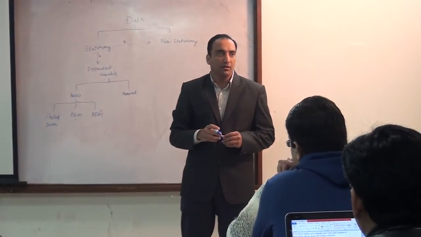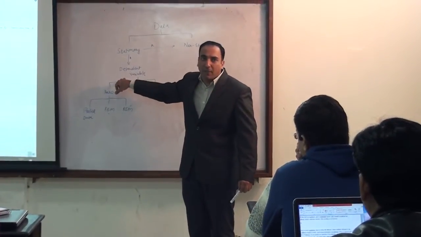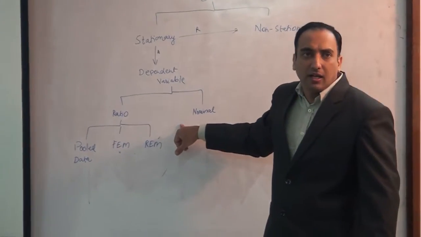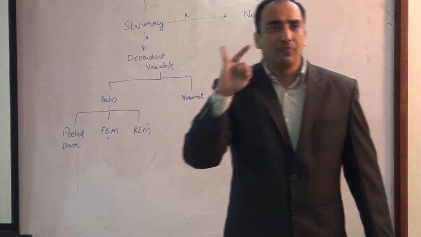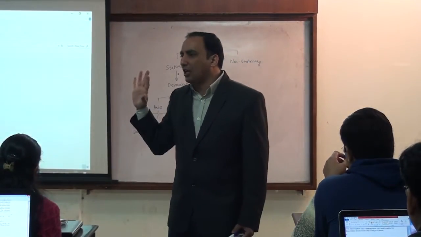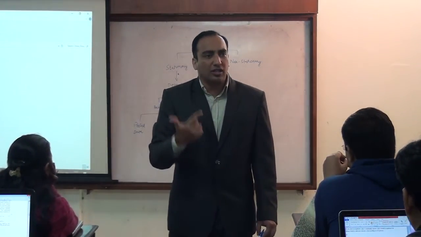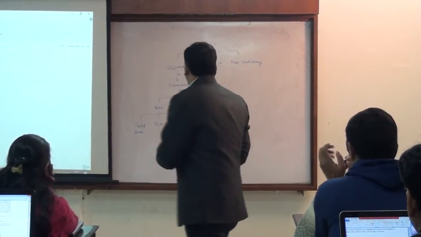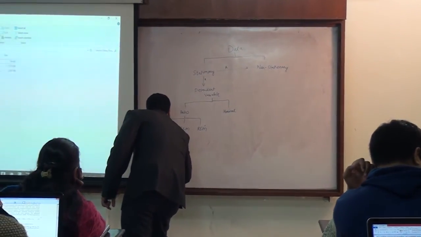Okay, I am repeating. First, I will test my dependent variable. It can either be ratio or nominal. If it is ratio, I can apply three types of technique: pooled data, fixed effect model, or random effect model. Pooled data also means plain regression. So suppose my data is not in a panel form, it is purely cross-sectional or purely time series data, then I will apply plain regression. So you can add one more thing here: pooled data or plain regression.